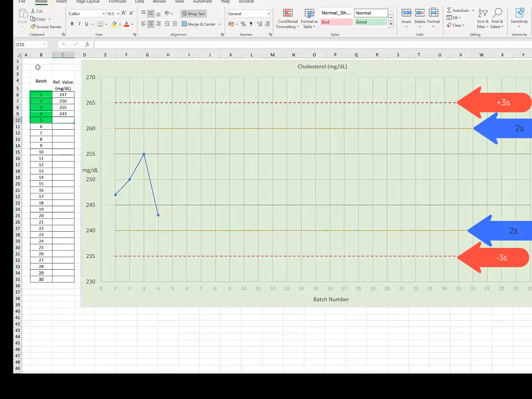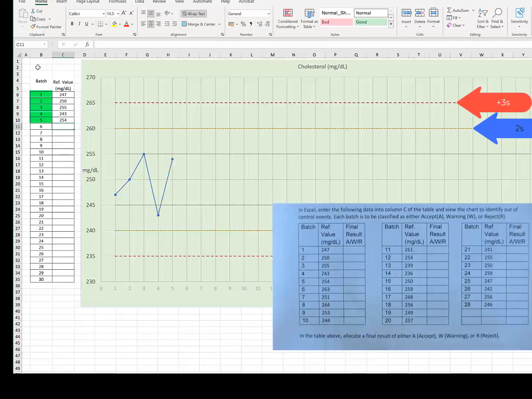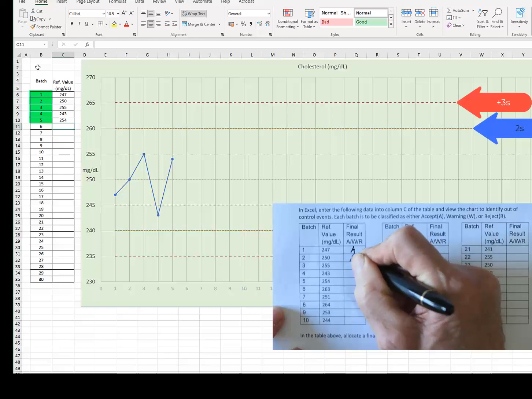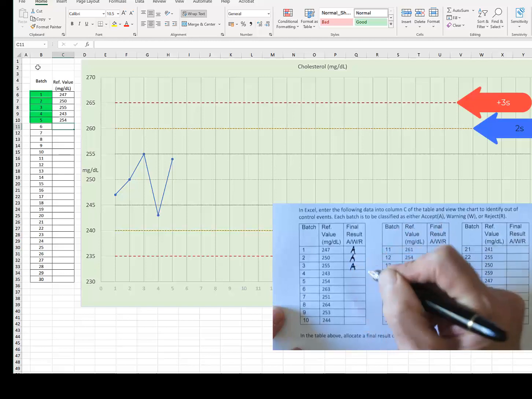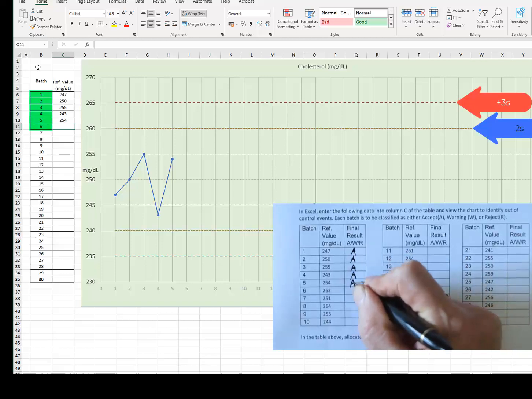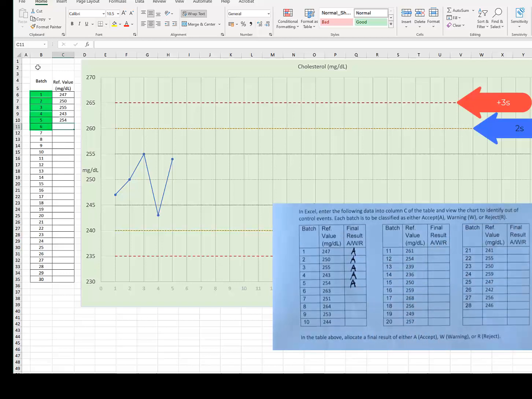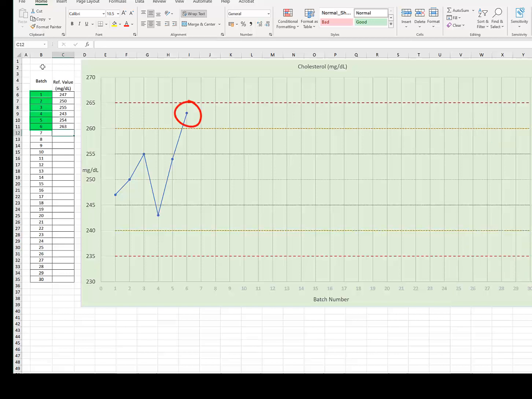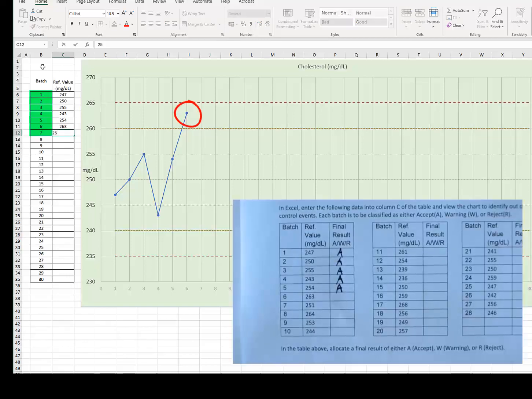Batch 4, 243. Batch 5 is 254, so all good as expected. So the first 5 batches are all good and can be accepted. And then the control sample at batch 6 throws a warning.